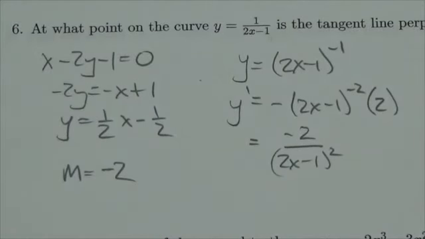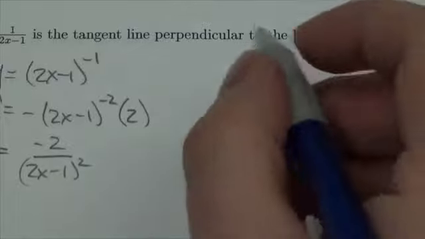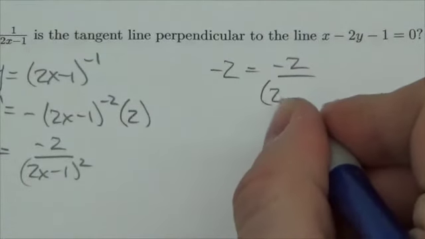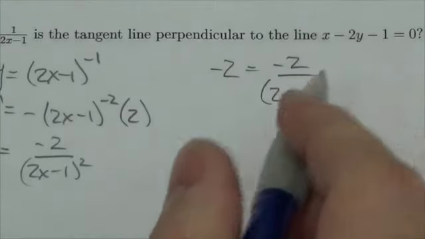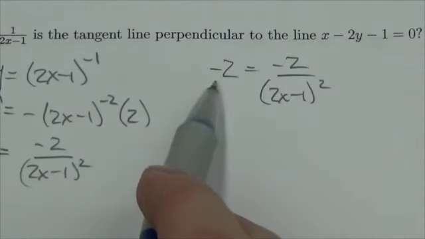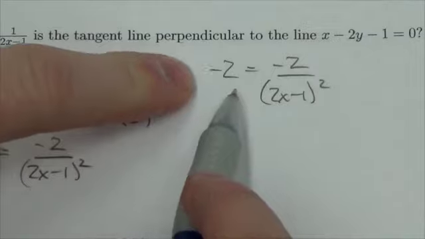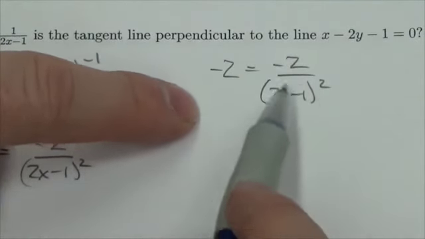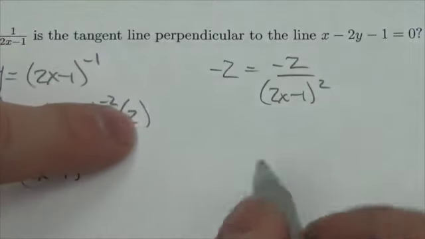Now, I want that to equal negative 2. Remember, I want the slope of my tangent line to be perpendicular to that line, which means it's got to have a slope of negative 2. Now, just take a quick look at this. The numerators are both negative 2 here. Basically, what happens here is I need this to equal 1.